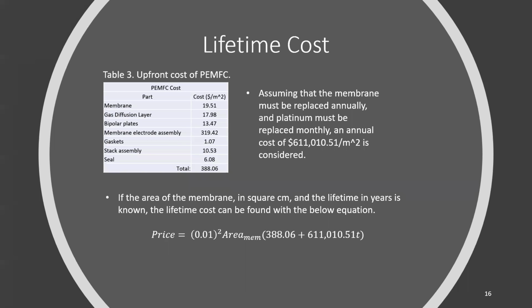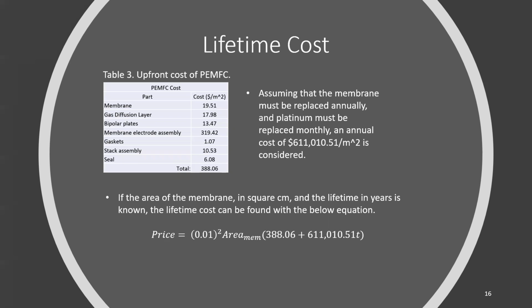Okay, so for the lifetime cost, table 3 shows some of the upfront cost in terms of area for a PEMFC. And then assuming that the membrane must be replaced annually and platinum must be replaced monthly, an annual cost of about $610,000 per square meter is considered. If the area of the membrane in square centimeters and the lifetime in years is known, the lifetime cost can then be found with the below equation.